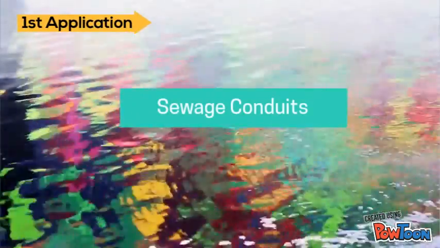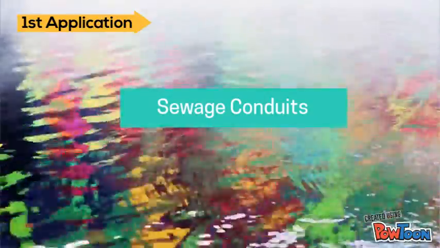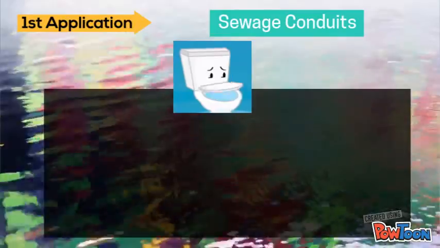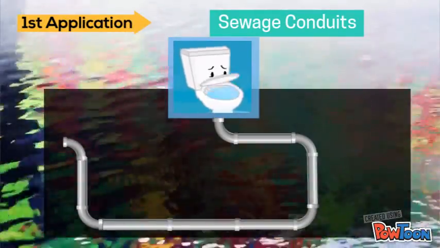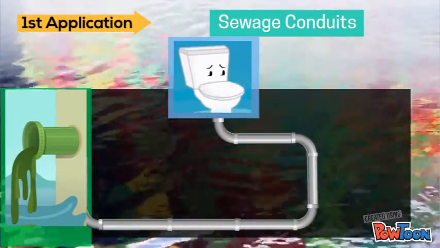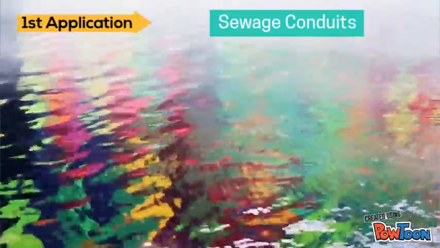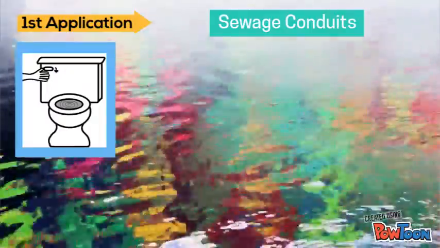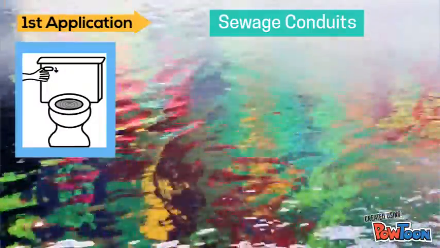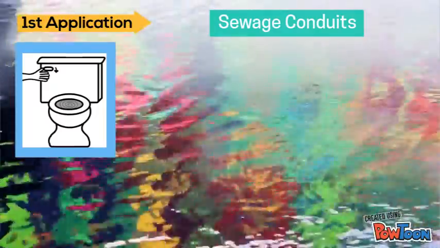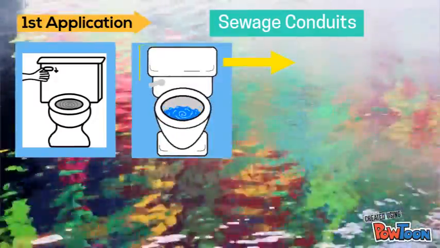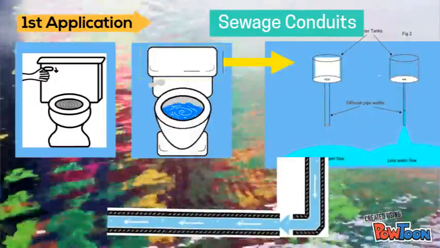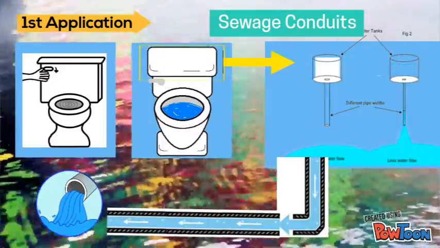So for its first application, sewage conduits. Take for example your toilet, where there are narrow pipes below the toilet bowl connected to the sewage area. When flushing, there is a mechanism inside the toilet pumping pressure so that the water will come out to flush any contents inside. Then it will go through the pipes with high speed until it reaches the septic tank.